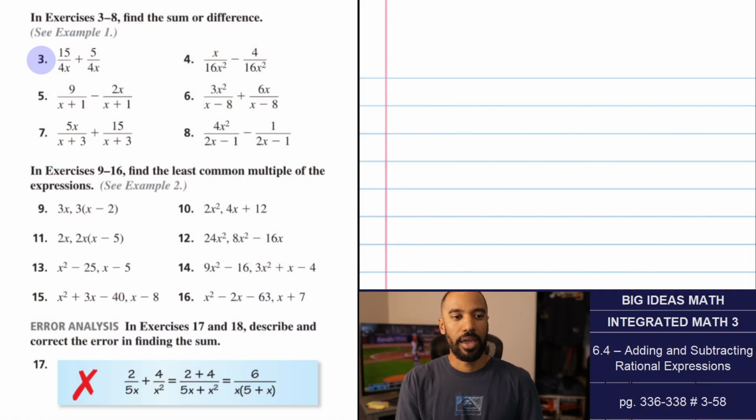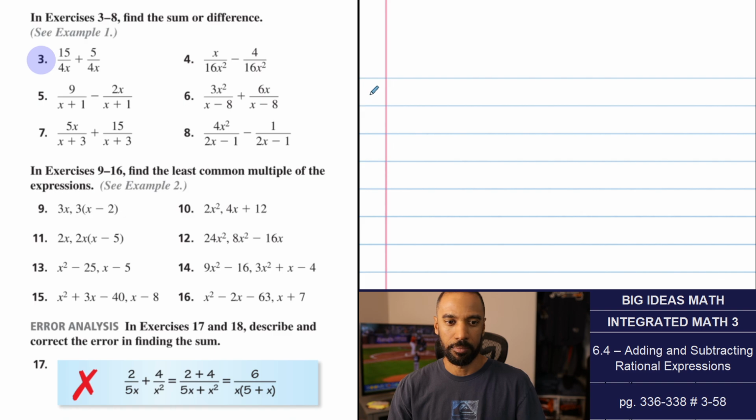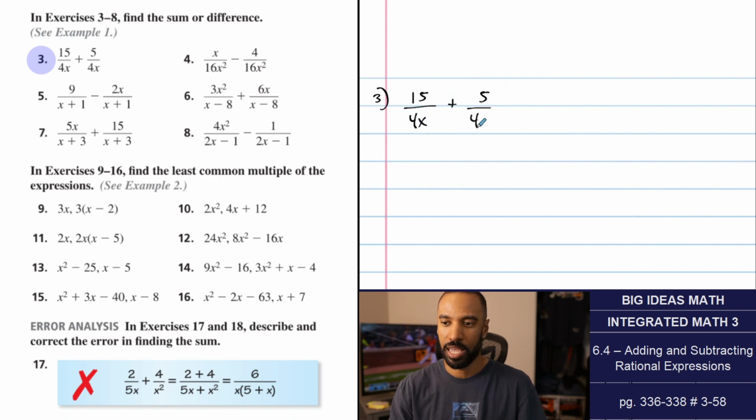Let's go. All right, in exercises 3 through 8, they say find the sum or difference. Now, all of these, when I'm looking from 3 to 8, look like they all have common denominators. So this should be a pretty straightforward process. The thing we have to remind ourselves to do, though, is simplify afterward, if able.